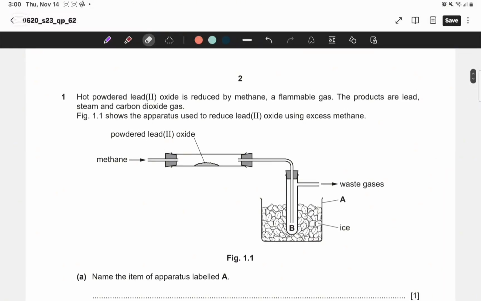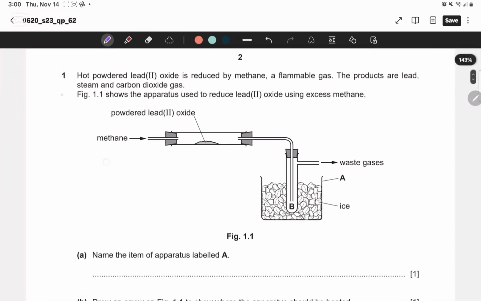So let's start. Hot powdered lead oxide is reduced by methane, a flammable gas. The products are lead, steam, and carbon dioxide. Figure 1.1 shows the apparatus used to reduce lead oxide using methane. So let's explain the question in depth.